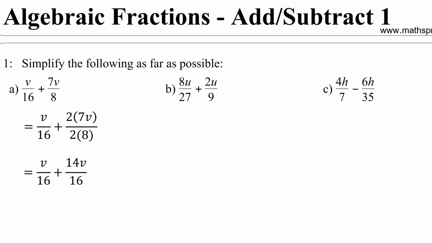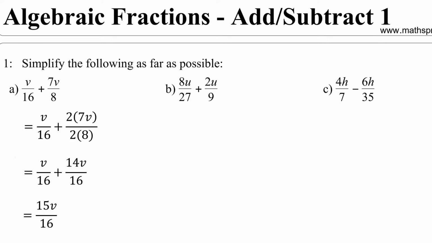So then we expand out our brackets. We've got v over 16 plus 2 times 7v gives us 14v over 16. Now we have the same denominator, so we're ready to add. V plus 14v gives us 15v.